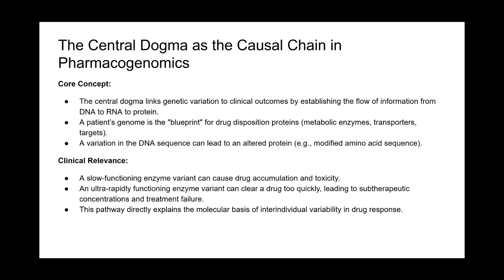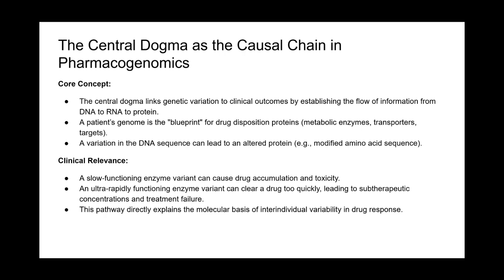A change in a gene's DNA sequence can be transcribed into a different messenger RNA, mRNA, molecule. This, in turn, can be translated into a protein with a changed amino acid sequence, which may have decreased, increased, or no function at all. For example, a genetic variation in a cytochrome P450 (CYP) enzyme gene might produce an enzyme that metabolizes a drug much more slowly than the wild-type or common version of the enzyme.